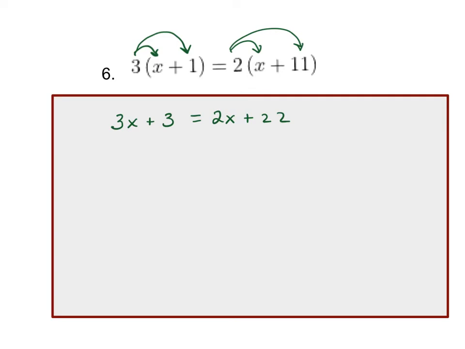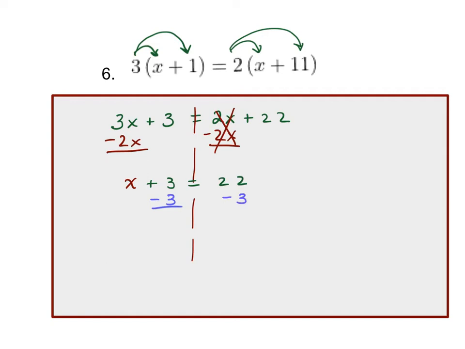Let's get our x's on the left-hand side, so we'll subtract 2x. Again, doing it to both sides of the equation. They cancel on the right. On the left-hand side, 3 minus 2 is just 1x, or x. We move any numbers away from x using addition or subtraction. So we're going to subtract 3. And it looks like we have x all alone on the left-hand side, which is what we want. And 22 minus 3 is 19.